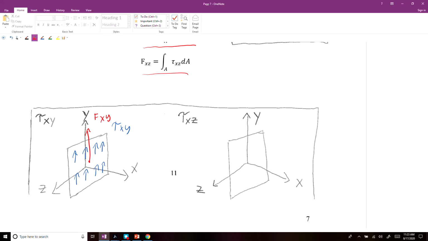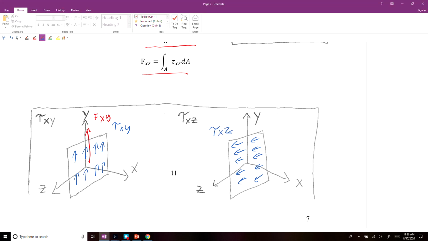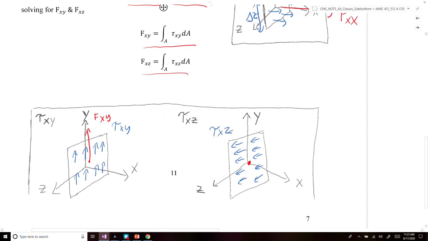We can repeat the same process for tau xz, where we would have all of our pressure going to the left along the plane. That would be our tau xz, and if we integrate all those forces across the area, we end up with our concentrated force Fxz.